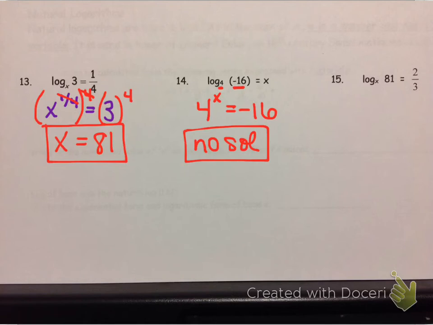And then on 15, we have exponential form where the base is x, remember, because the base is always the base, to the power of 2/3 is equal to 81. So to solve it, we need to get rid of that power of 2/3. So I'm going to raise both sides to the power of 3/2.